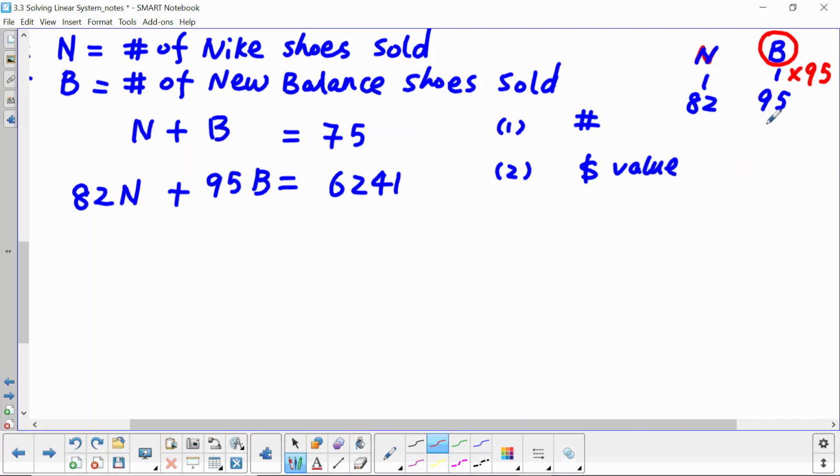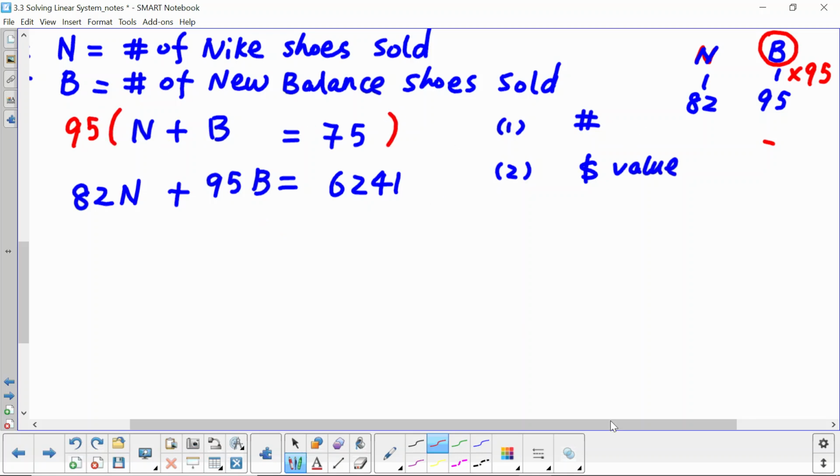Then you have 95. So we don't need to times two numbers to both equations. We could just times one equation. Then we are able to get the same number at the front of one variable. Then if they are the same, we are going to subtract. Okay. So for this one, it will be 95 times the first equation.